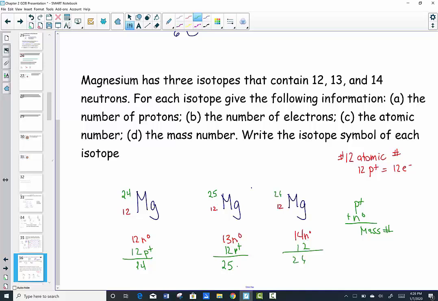We've written the number of protons for each, the number of electrons matches for each, same number of electrons as protons, 12. We've decided the atomic number is 12. The mass numbers varied, 24, then 25, then 26, and we turned those all into standard isotopic notations.